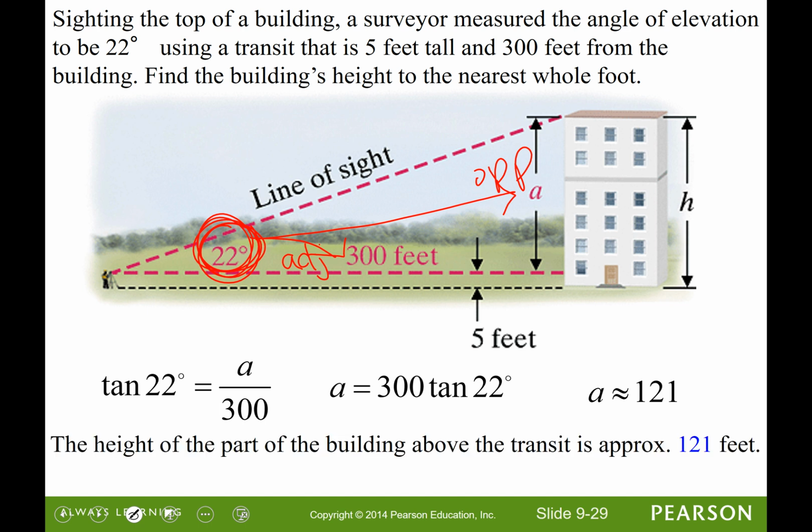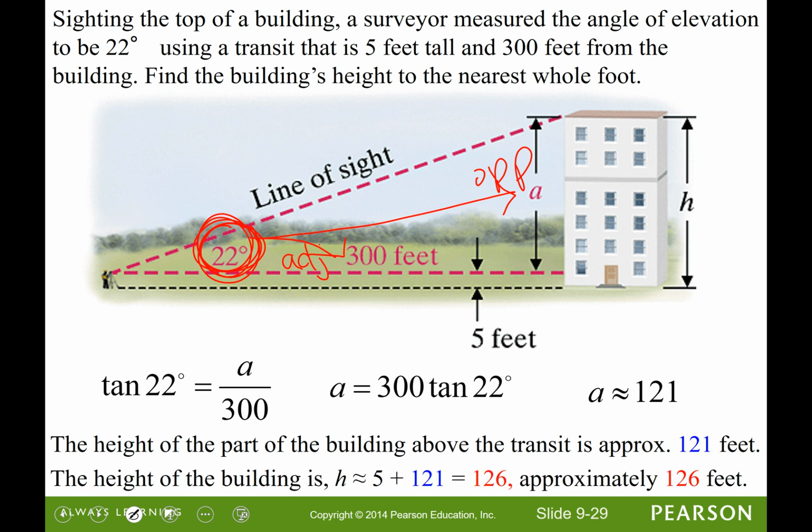And don't forget to add the 5 feet. The height of the part of the building above the transit is approximately 121 feet, which means that our building is approximately 126 feet tall. Pretty powerful to be able to measure the height of this building by just having your one instrument, the transit, and knowing that you've walked 300 feet away from the building.